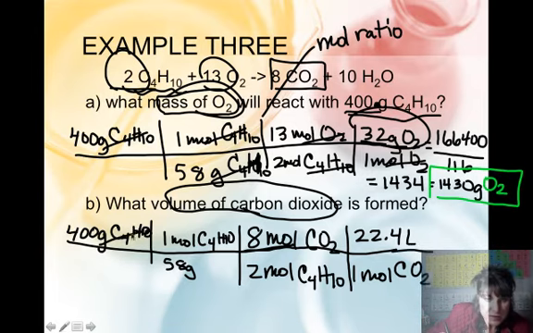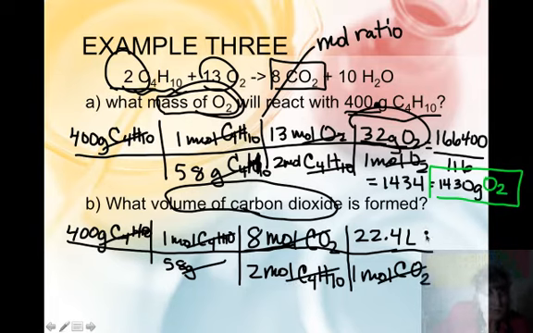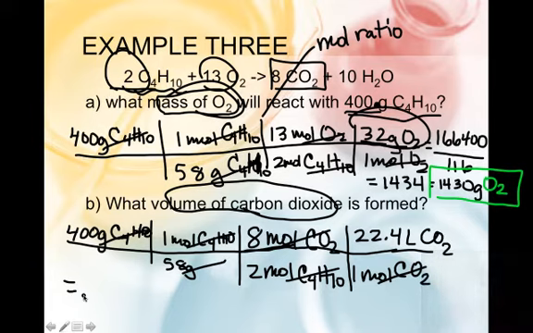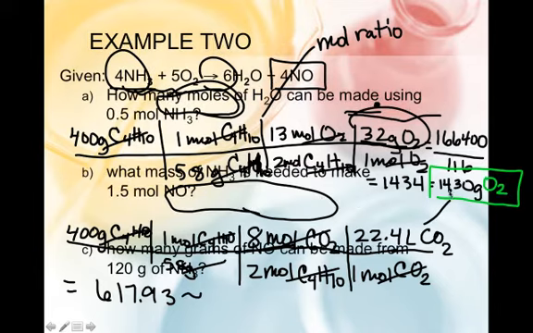All right, I think we're there. So I have grams canceled, moles canceled, and moles of CO2 canceled, and I'm left with liters of CO2. Great, so let's do the math. Multiply across the top, 400 times 8 times 22.4, and then let's divide that by parentheses, 58 times 2, close parentheses. So I got 617.93, and I said in this step we wanted 3 sig figs.